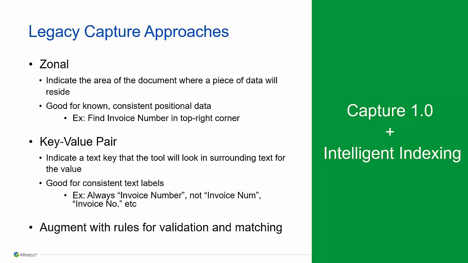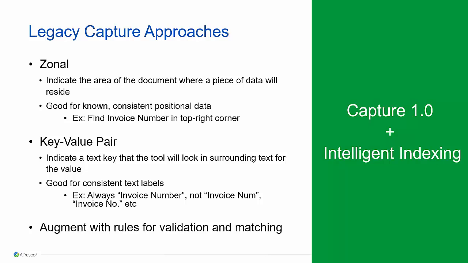With the zonal template approach, a user will indicate the area of a document where a piece of data will likely reside. This is great for known and consistent positional data. For example, you'll always find the invoice number in the top right corner of a document or an address in the top left corner. On the other hand, the key value pair approach indicates a text string key that important data will likely be found next to. This strategy is good for consistent and predictable text labels that could be found anywhere on a document.